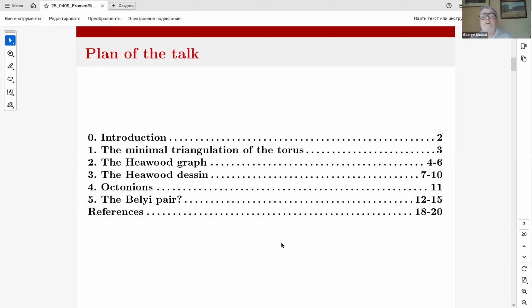As you see, the question mark near point 5 means that the calculation of the corresponding Belyi pair is, so to say, in progress. However, I'll share some results.